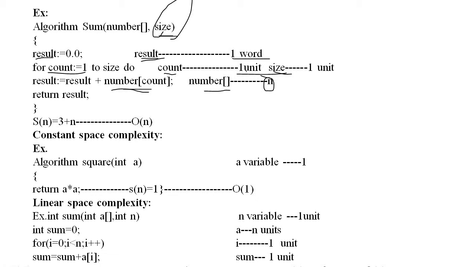For every component, 1 unit. Only the number array depends upon the input. How many elements it will store in the number array depends upon the input. So that we don't know, that we are considering as n.